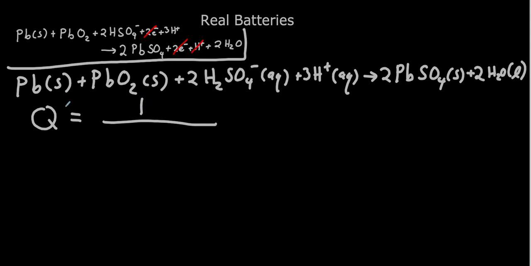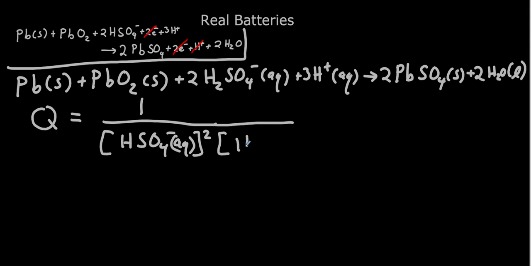On the bottom, what do we have? We have products over reactants. So reactants, we have a solid, going to plug in a 1, a solid, going to plug in a 1, and then we have a concentration of hydrogen sulfate. And we have to square that. And then we've got the concentration of hydrogen ion. And that has to be cubed. So there's our Q. So let's look at how that affects how the voltage varies over time.